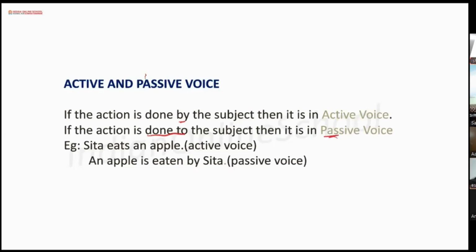Okay. So in one sentence we have a subject and we have an object, right? So when the action is done by the subject, it is called active voice, and when the action is done to the subject, it is called passive voice. So let me give you an example so that everything becomes clear to you. Sita eats an apple.